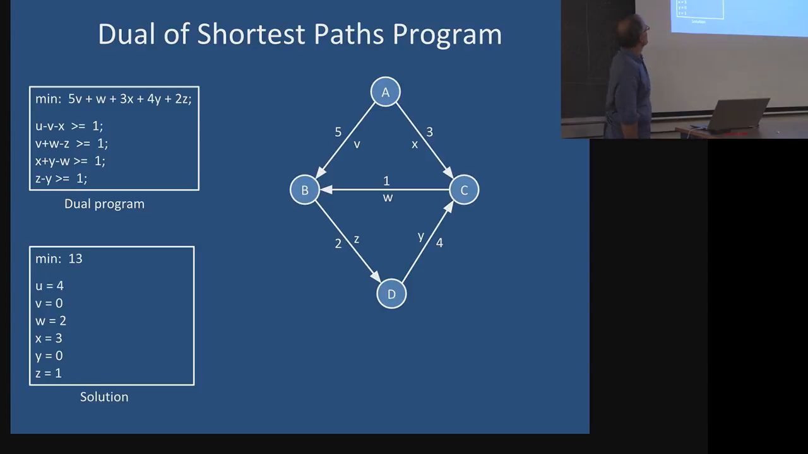How do the constraints make sense? What does u minus v minus x mean? Well, let's do the bottom one. What does z minus y is greater than or equal to 1 mean? Let's change it back to the way they were originally. z minus y equals 1. Why does that have to be the constraint? Or what does that constraint mean?